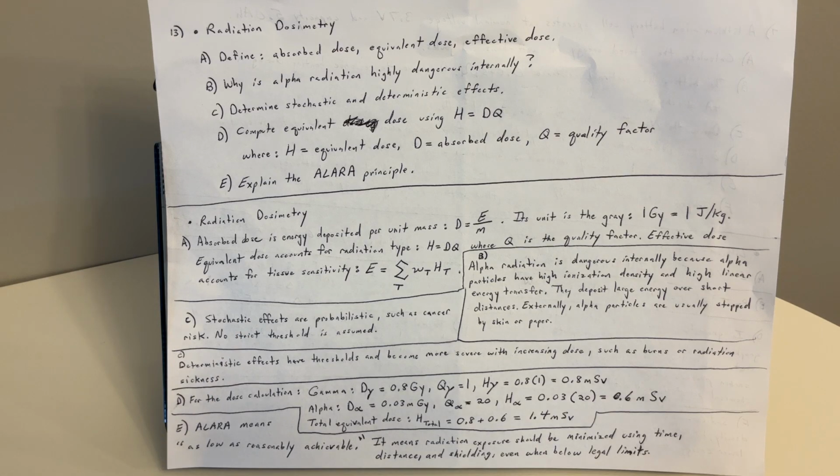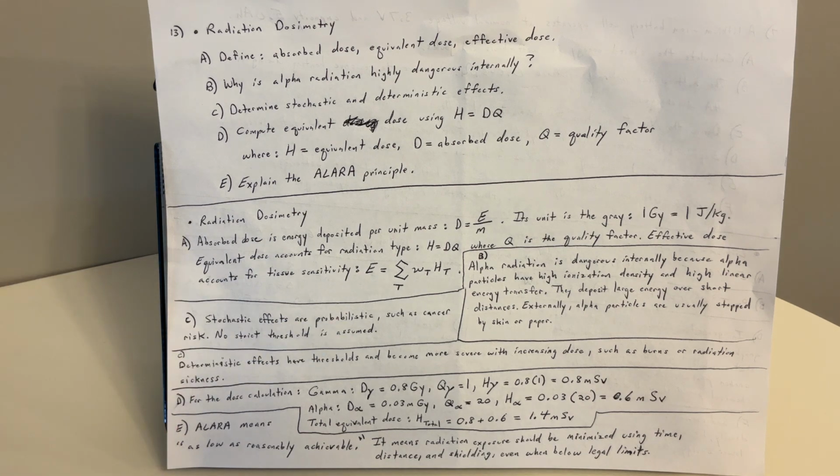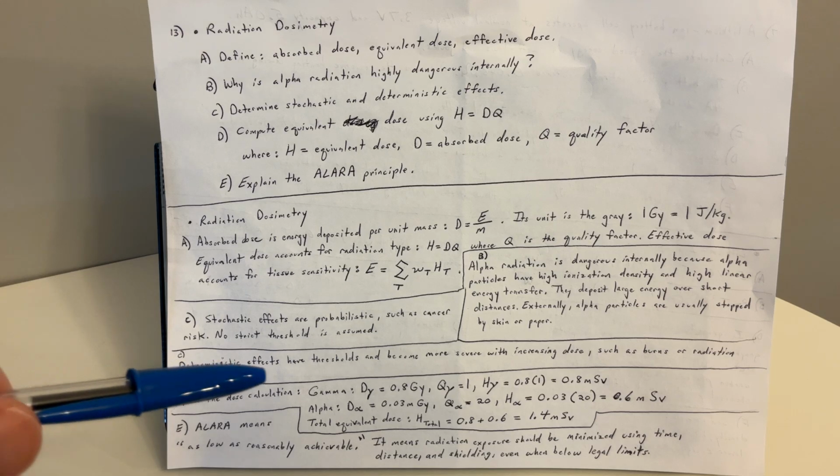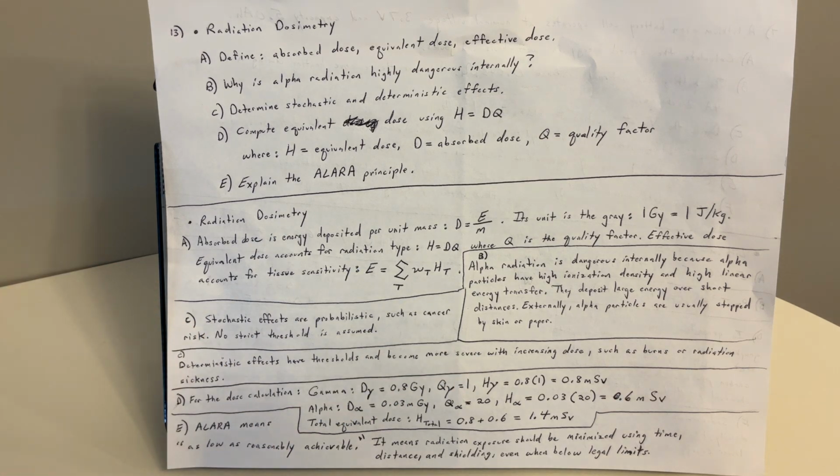Stochastic effects are probabilistic, such as cancer risk. No strict threshold is assumed. But as a note, who knows what AI is going to find out in the next decade or so. Deterministic effects have thresholds and become more severe with increasing dose, such as burns or radiation sickness.